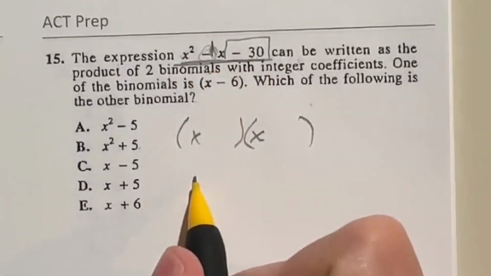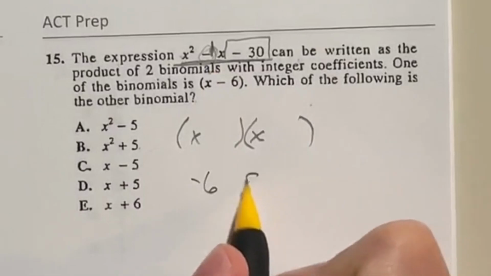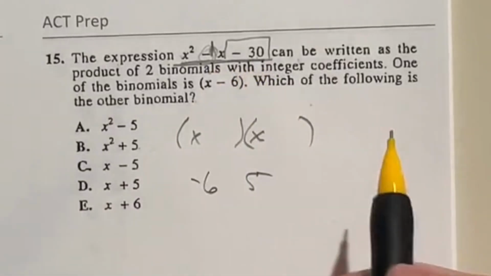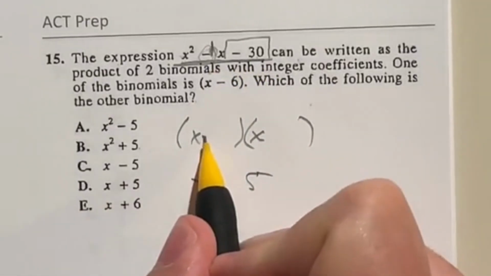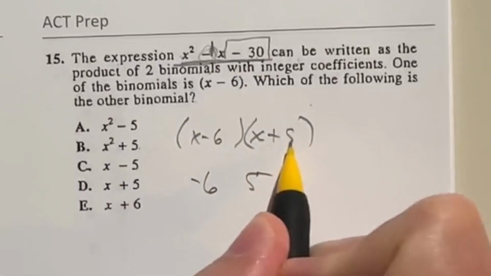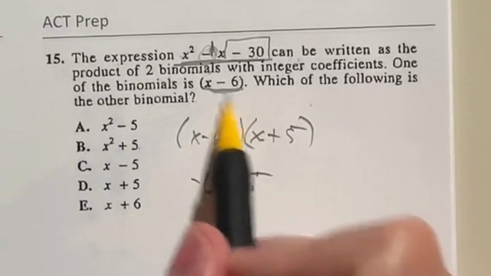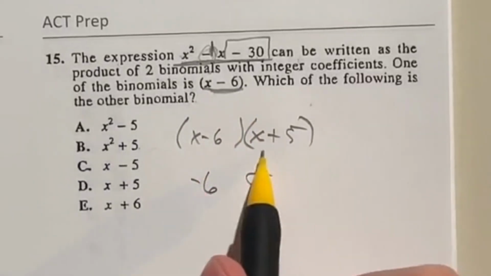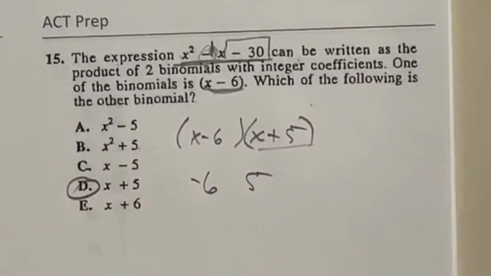In this case, that's going to be negative 6 and a positive 5 because they fulfill those two requirements. So we'll go ahead and plug those in, negative 6, positive 5. And looking here, it says negative 6 is one of them. What's the other? So we're just looking for our x plus 5, which is answer D.